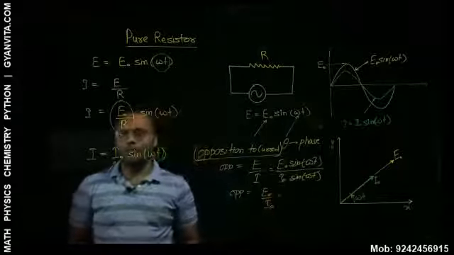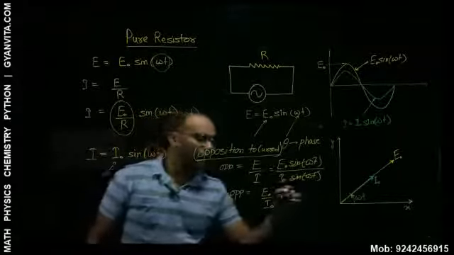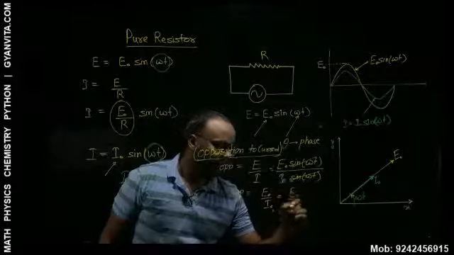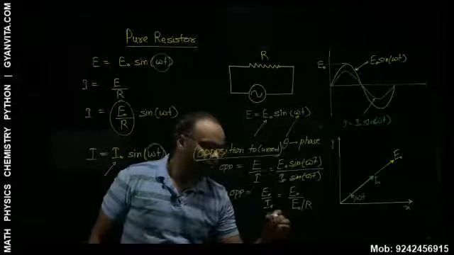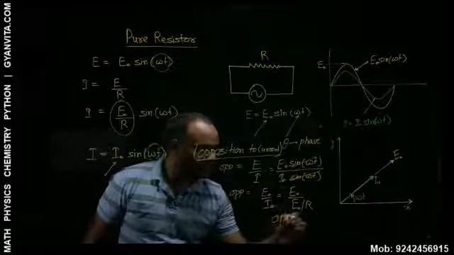And I naught is what? I naught is E naught by R. So this is E naught divided by E naught by R. So we say that opposition is equal to R.